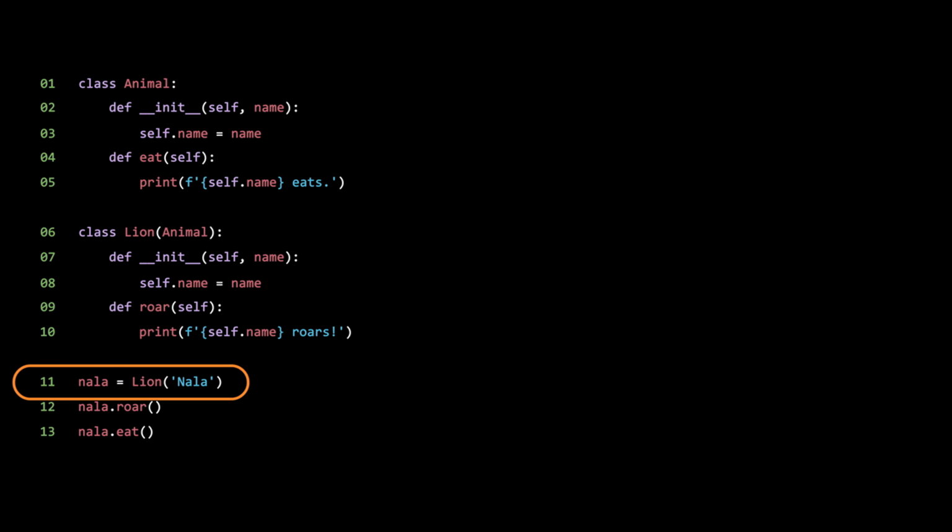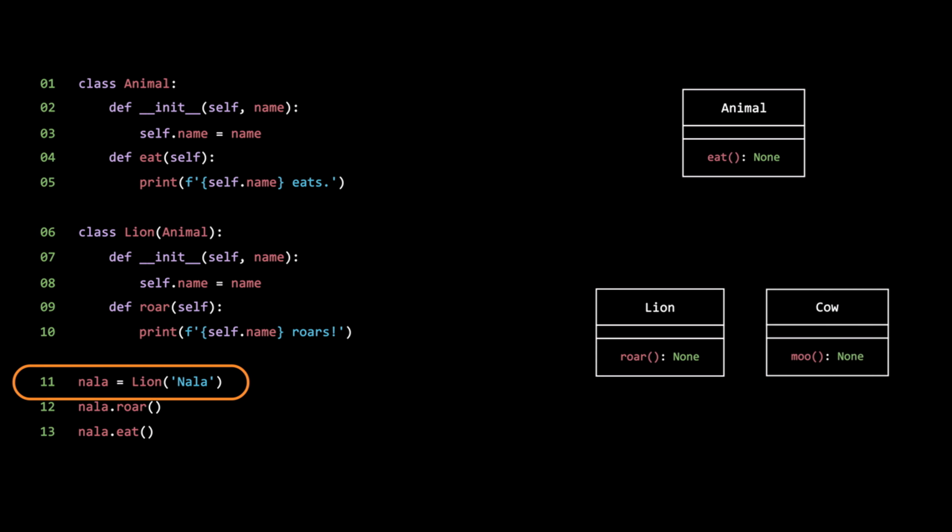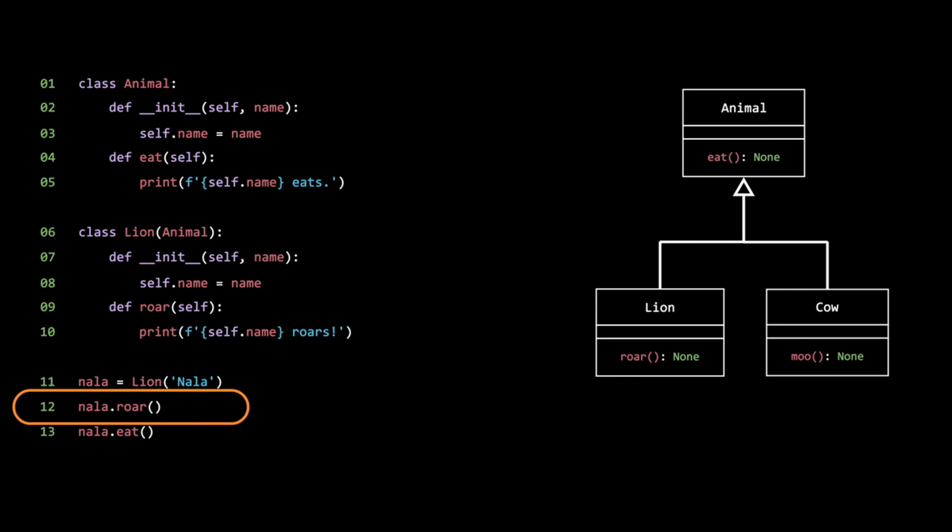So when we first run this code, it's going to create an instance of lion somewhere in memory. I'm not displaying memory here just for simplicity. This is a UML diagram showing the structure of the classes. You can see we have an animal class and we have a lion class. This one also shows another subclass, cow, just to show you that you don't have to have just a class that has one subclass. You can have many subclasses.